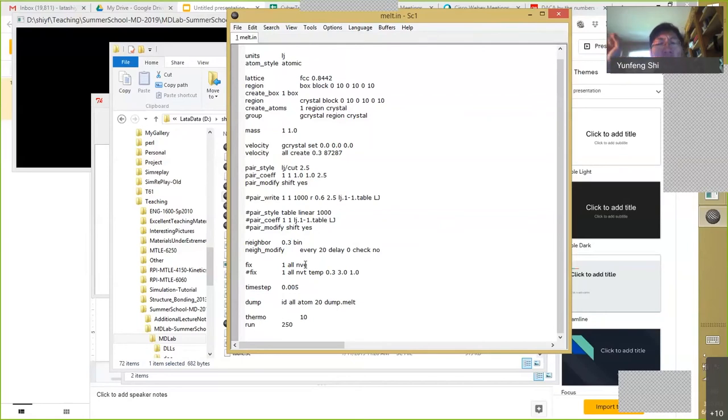The total energy should be fixed, okay? Then the time step. This is your delta T. Delta T has to be really small. Usually we use 0.005, okay? This is also in reduced units.